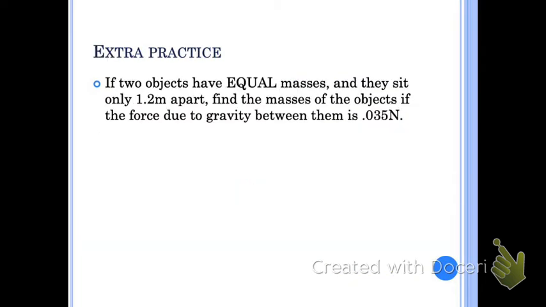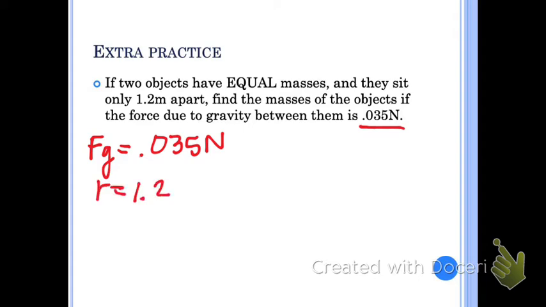All right, if two objects have equal masses and they sit 1.2 meters apart, find the masses of the objects if the force of gravity between them is 0.035. We had one pretty similar like this on the homework last night. So I want to walk through what we did to help that. All right, force between them. So that's not little g. This is FG this time. 0.035 newtons.